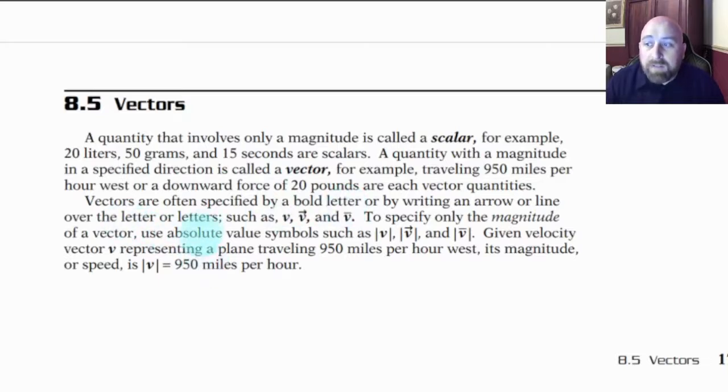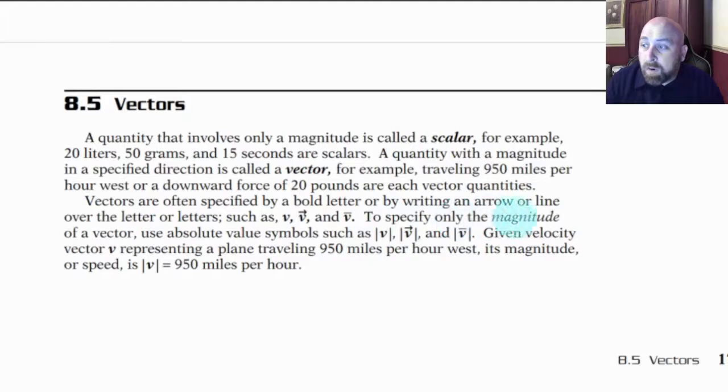Now, vectors are often specified with bold letters or written with an arrow or a line. So V for vector, or vector V with a line over top, or V with an arrow on top of it, or you could call that a ray if you're talking geometry. And you could have just V with a line over top of it. Those are ways to say that is a vector. So if you ever see that, then you should think vector. You should think, okay, this is something traveling in a direction with some sort of a force behind it.